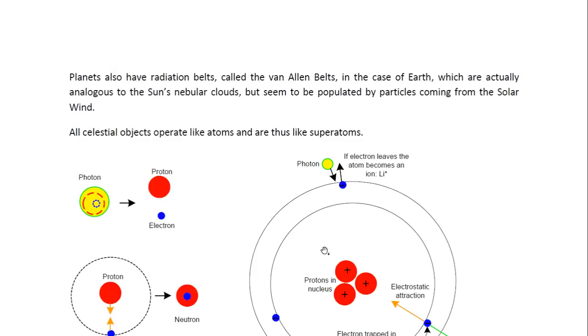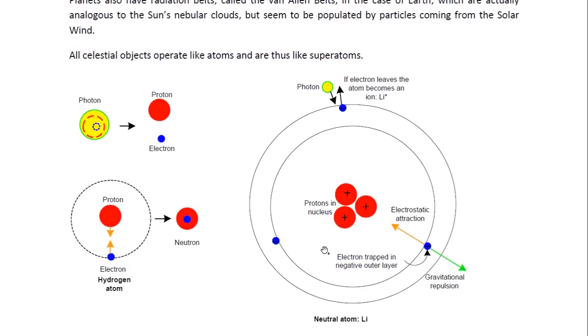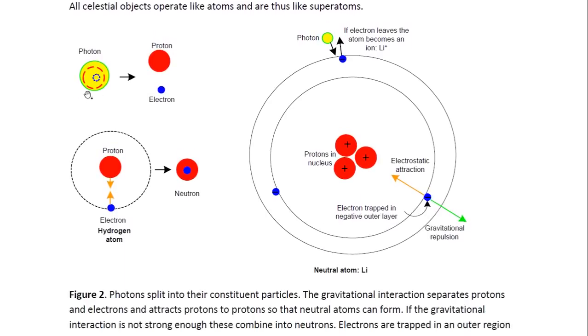Planets also have radiation belts, called the Van Allen belts in the case of Earth, which are analogous to the Sun's nebula clouds, but seem to be populated by particles coming from the solar wind. All celestial objects operate like atoms and are thus like superatoms. Now, particles come out of photons when these move through a region of high enough electric field. At that time, the photon energy turns into the mass of the particles, and the rest continues to exist as gravitational energy inside the particles.